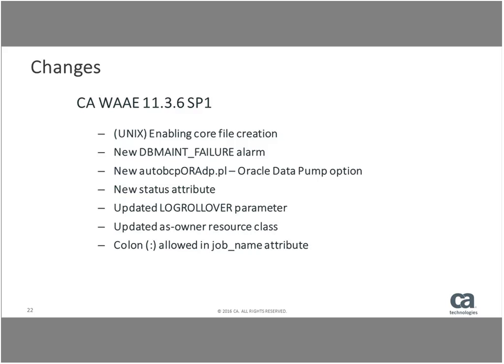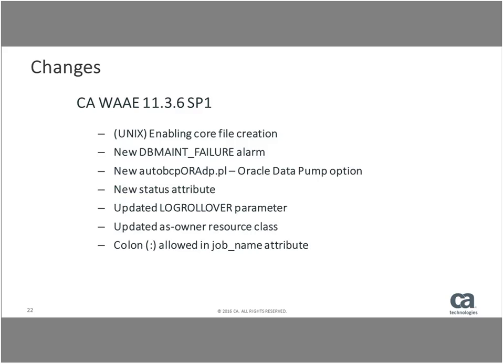The 11.3.6 SP1 release saw a number of changes and new features. Core file creation is now enabled on Unix-based platforms. A DB-main failure alarm will now fire whenever the DB-main process fails. This release introduced the Oracle Data Pump option I mentioned earlier. New status attribute allows you to set an initial status when adding jobs.